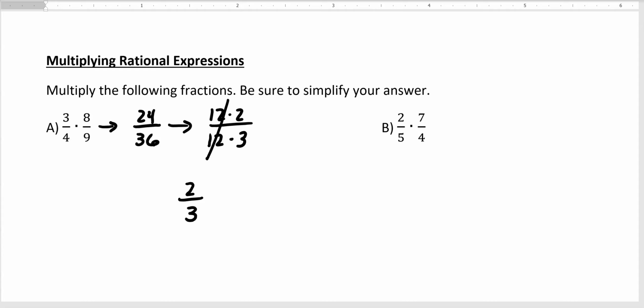Looking at letter B here, 2 times 7 is 14. 5 times 4 is 20. Is that fully simplified? No. A 2 is in common. 2 is a common factor for both of these. Divide out the 2's, I'm left with 7 over 10. All right, multiplying fractions, we multiply across.